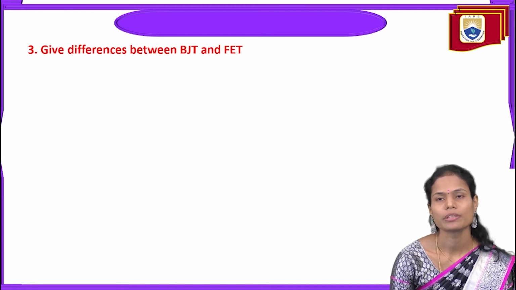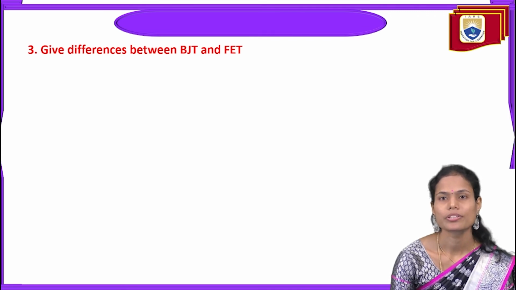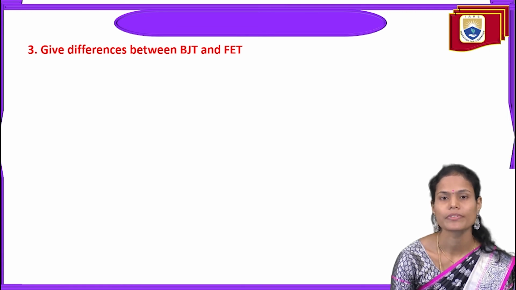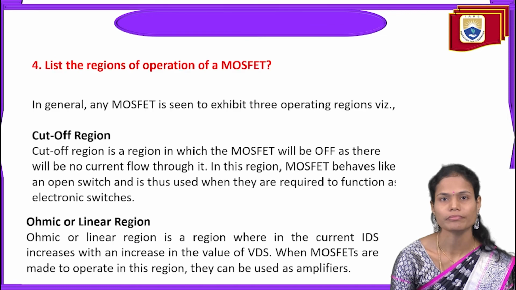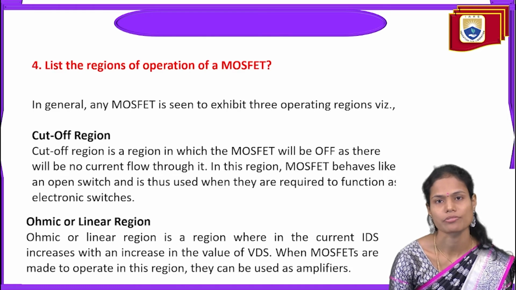Give the differences between the BJT and FET. About this question we already discussed in the part B. What are the major differences between the bipolar junction transistor as well as field effect transistor? We have to explain here at least some 4 to 5 comparisons. Why? Because it is the short answer. And next, list the regions of operations of a MOSFET.